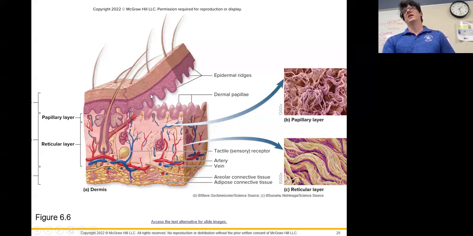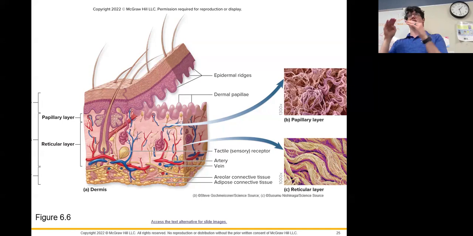Okay. Now, below that, we have the reticular layer. So the reticular layer is going to be composed of irregular connective tissue. Okay, so dense irregular connective tissue, which has bundles of collagen fibers all kind of running in one direction in each bundle. But one bundle may run this way, and another bundle may run this way, and another bundle may run over here and over here. So we get strength, but we get strength in lots of different directions.